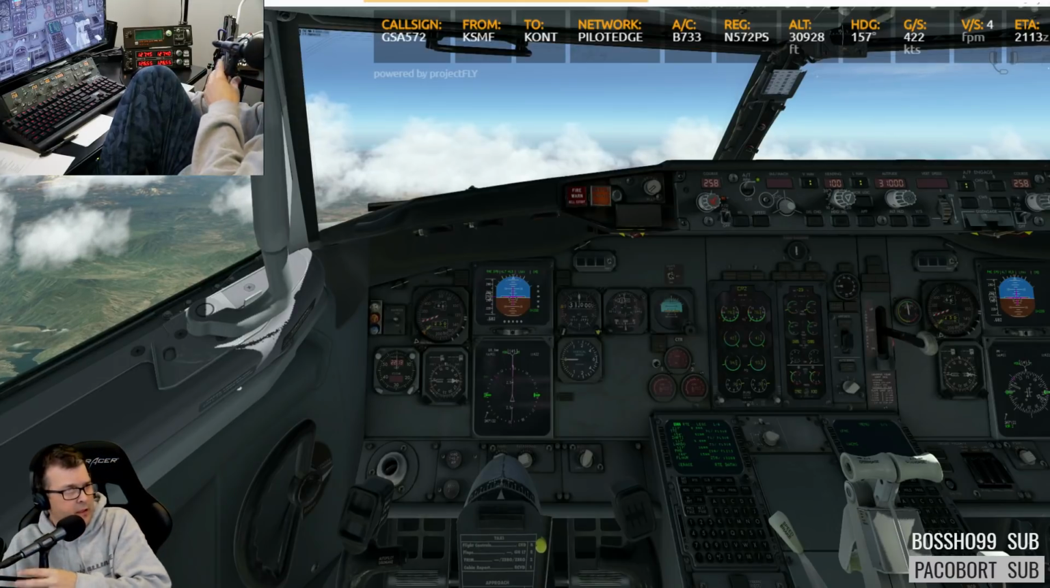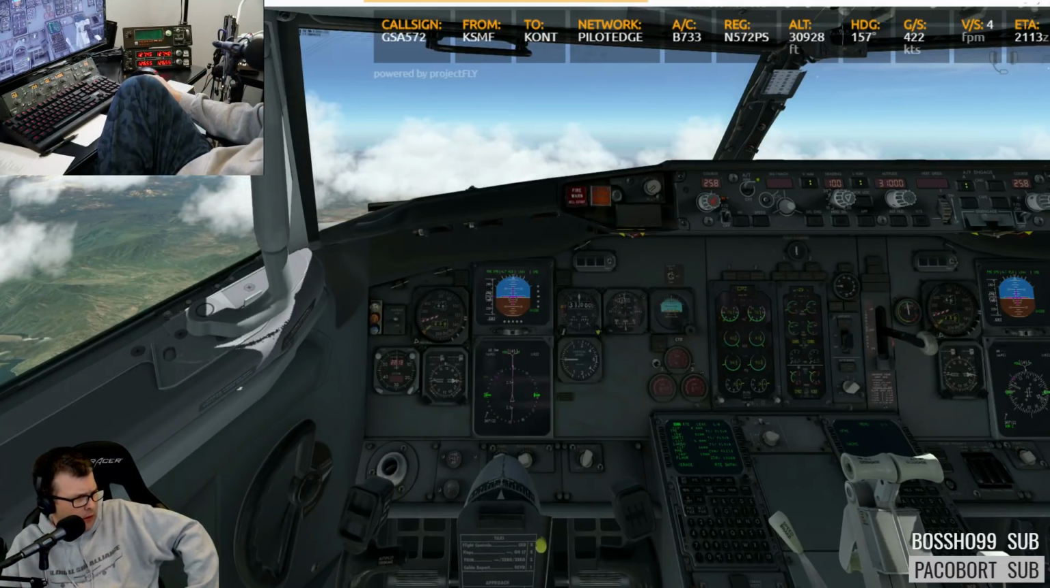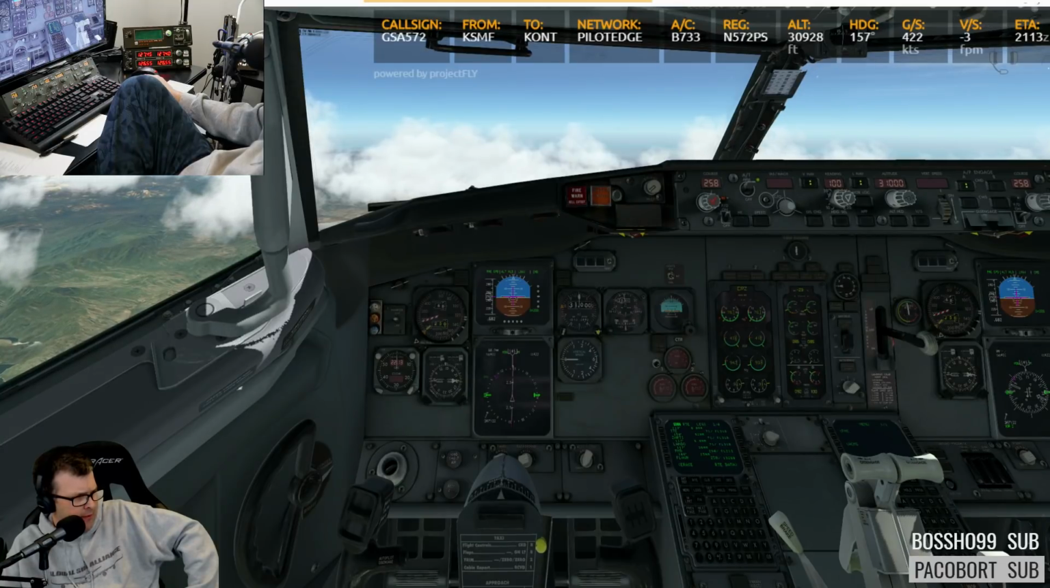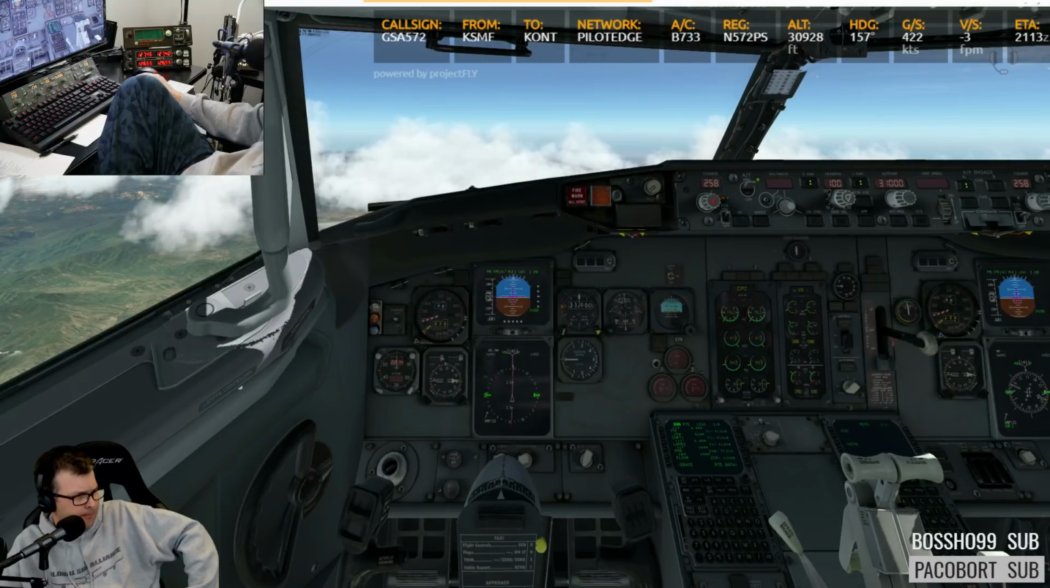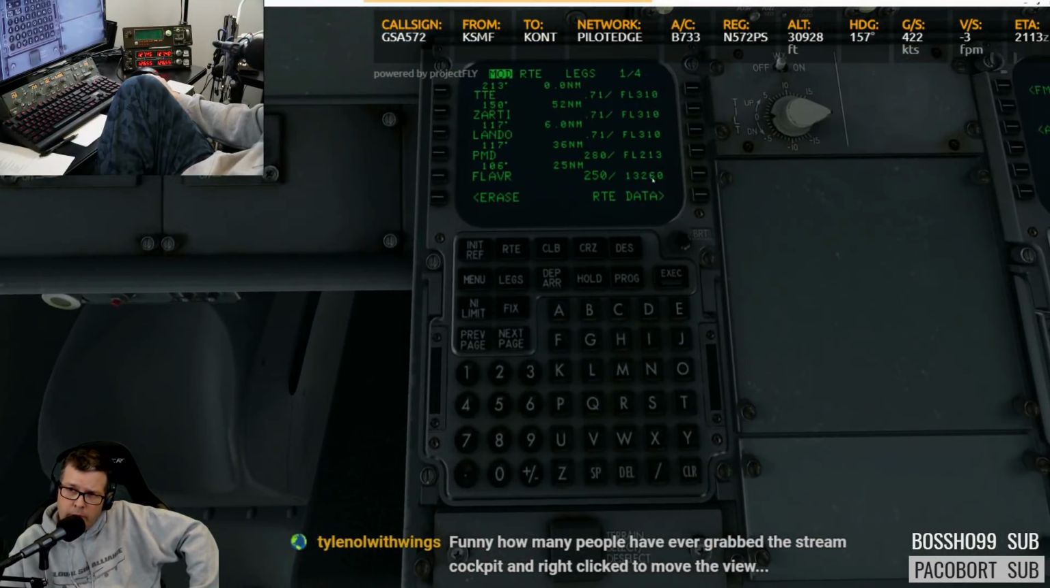I'm just looking at the Ziggy 7 arrival. Looks like flat flavor, 250 knots, 14,000. Flavor we have here at 13,260.